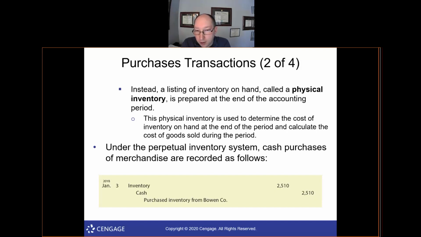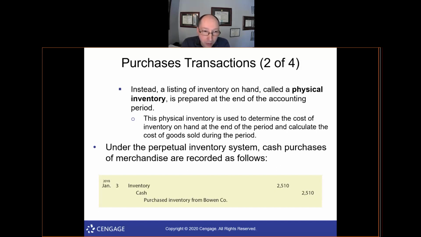The reason they do that is to make sure that what the books say they have on hand actually exists. It's actually there, right? They call it a physical count or physical inventory. They physically count and then they add up the cost of goods sold to make sure it matches. This is also very common in the perpetual inventory system.